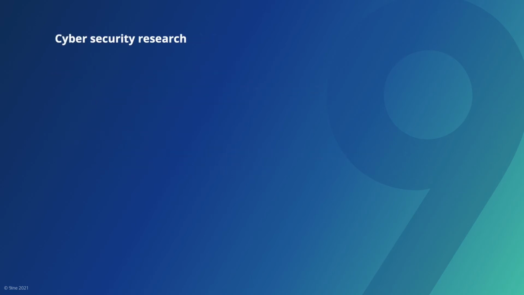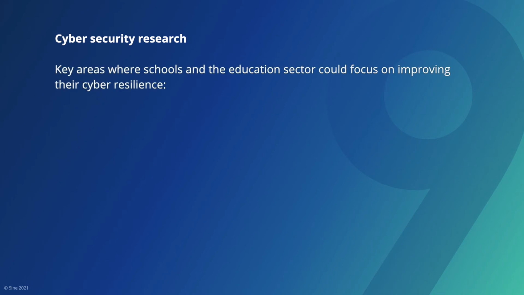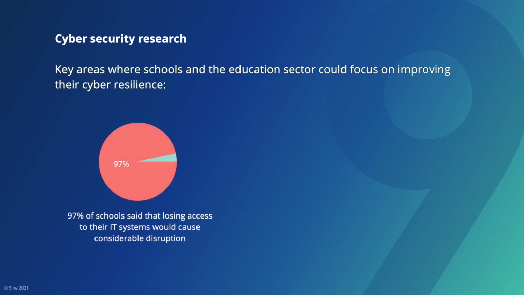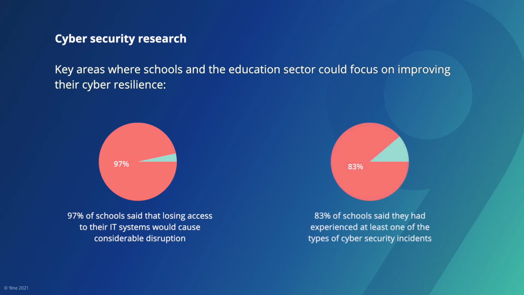In 2019, the National Cyber Security Centre carried out a cybersecurity audit of more than 430 schools across the UK. The research highlighted some key areas where schools and the education sector could focus on improving their cyber resilience. Almost all of the schools said that losing access to their IT systems would cause considerable disruption, which is understandable considering how dependent schools have become on technology. Of the schools polled, 83% said they had experienced at least one of the types of cybersecurity incidents mentioned in the audit, the most common form of cyber attack suffered being a phishing attack.